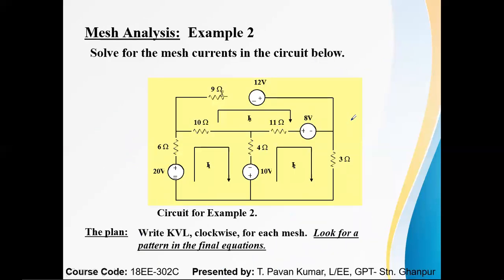So let's see one more problem by using the mesh analysis technique. Solve for the mesh currents in the circuit below. Here there are four active sources, and the rest of them are passive elements. Four are active elements.